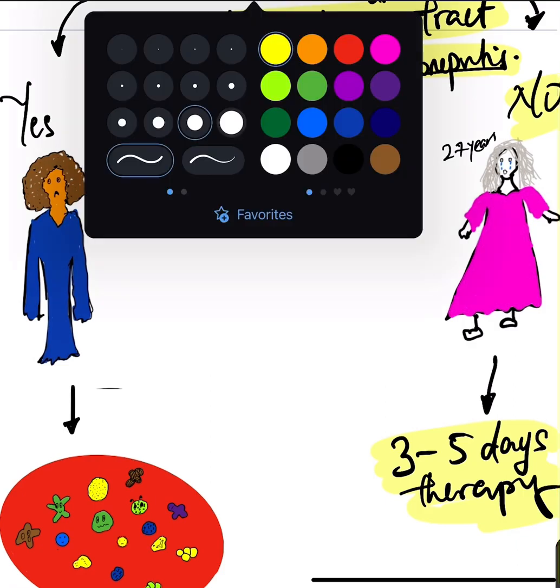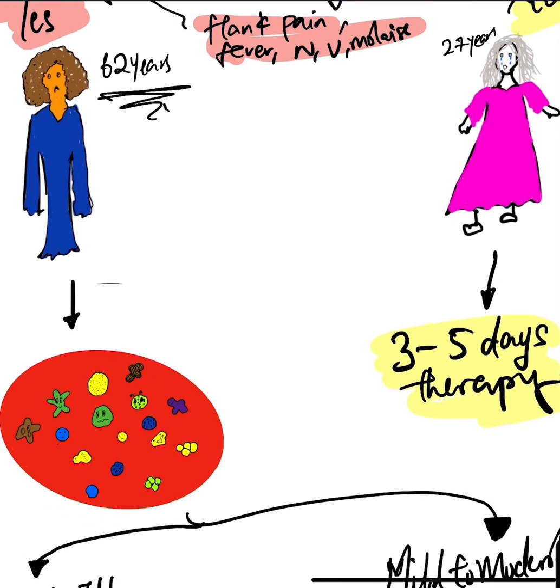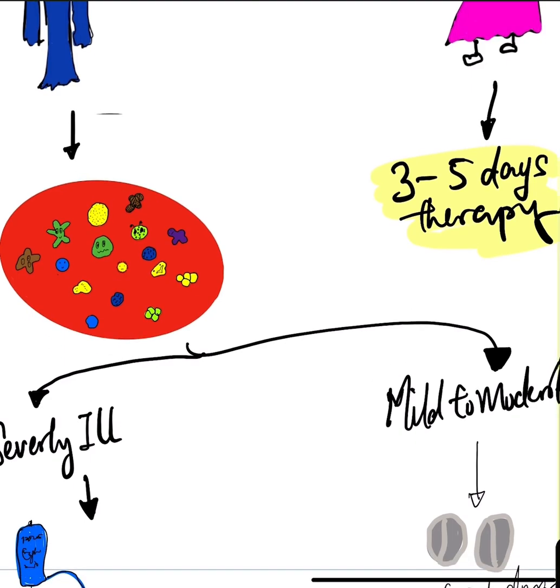But this patient said, yes, I have flank pain, I have fever, I have nausea, vomiting, diarrhea, and malaise, and she's like 62, she's very old. What do you do? You take a culture, you try to see the percentage of bacteria like we did the previous time, if it's more than 10 to the power 5.